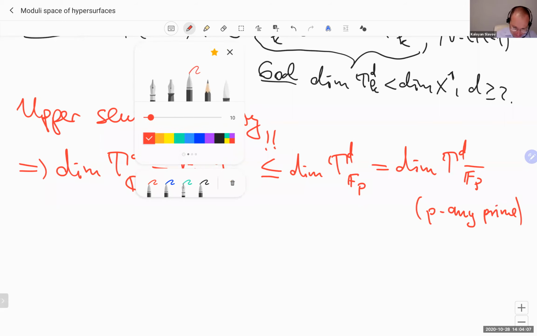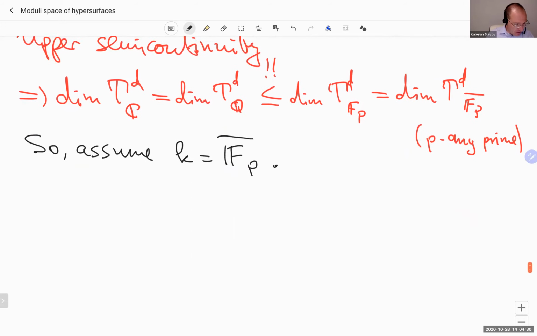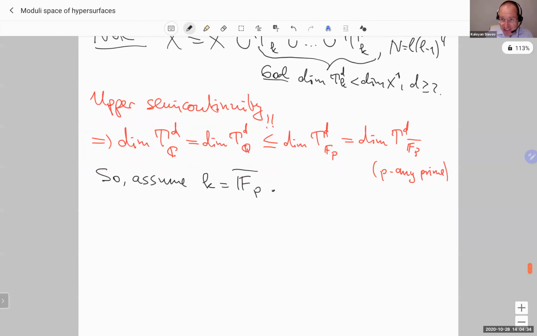So we can assume K, our ground field, is FP bar. We are reduced now to positive characteristic. When you have to give an upper bound on the dimension, it suffices to do it when the ground field is FP bar. And then the upper bound will also follow in characteristic 0. Okay, so now we reduce to positive characteristic, and next we'll reduce to point counting over finite fields.